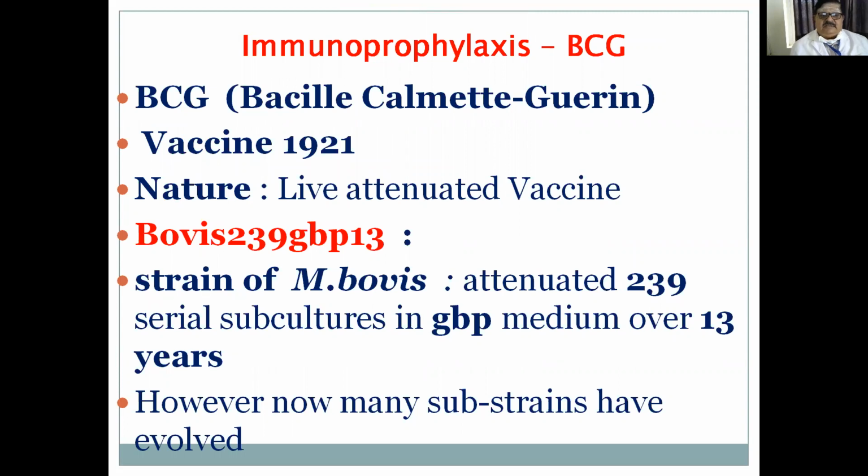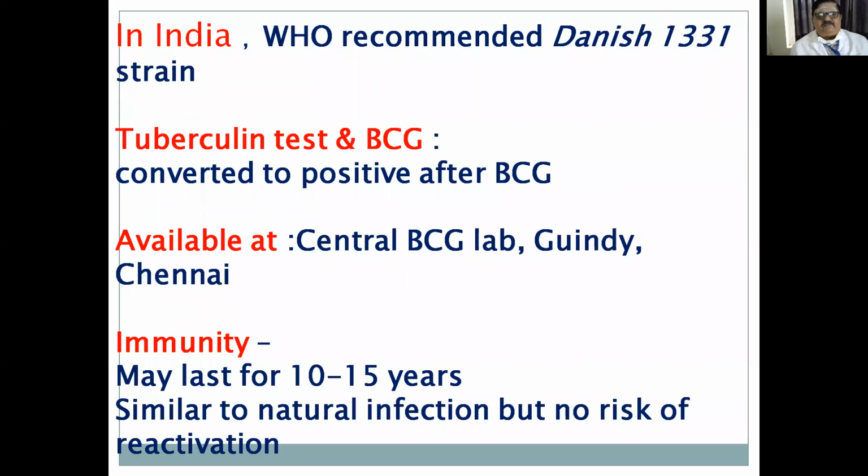So this vaccine, 1921, it was found out. Its nature is a live attenuated vaccine. So remember the code again, Bovis 239 GBP13. That means it is a Mycobacterium bovis strain, 239 subcultures in glycerol bile potato medium over 13 years. So this is the history. However, now many substrains have evolved. In India, the WHO has recommended the use of the Danish 1331 strain.